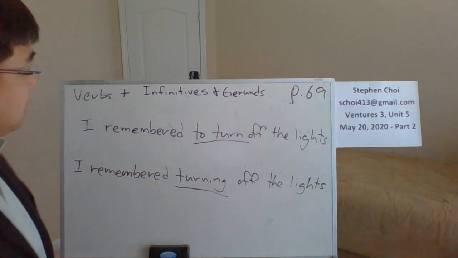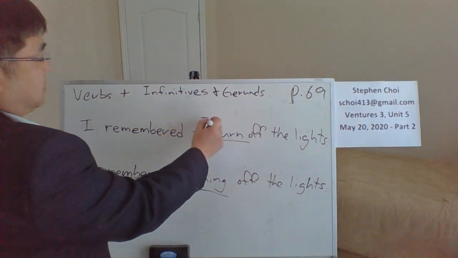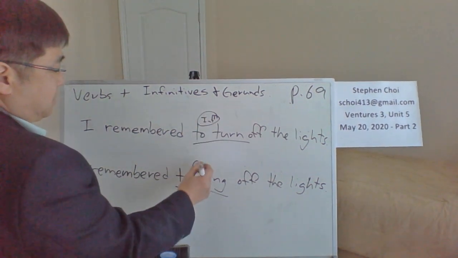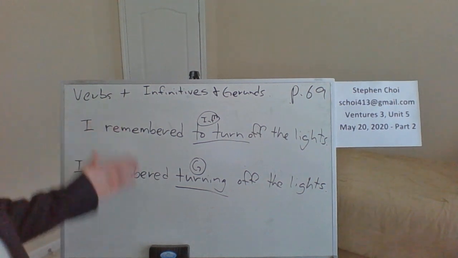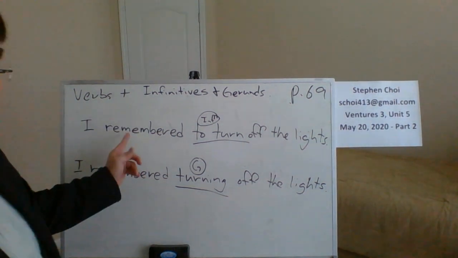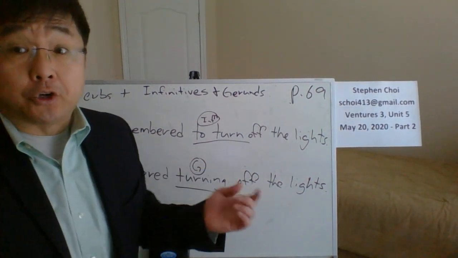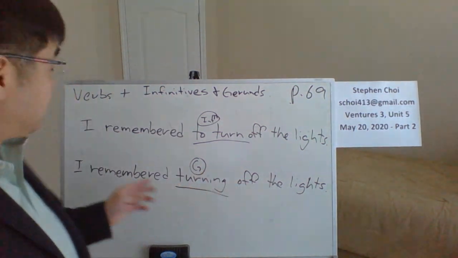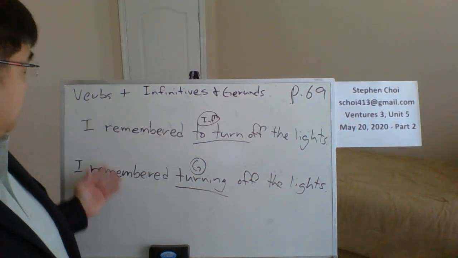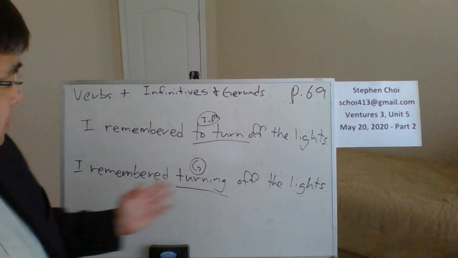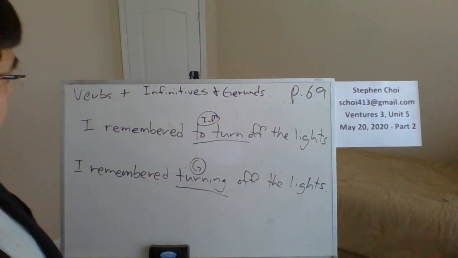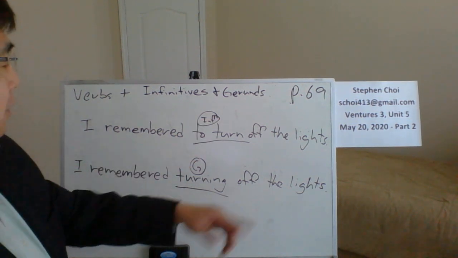So this one is the infinitive, obviously, and this is the gerund. The verb remember is special, just like the verb stop. So remember is special. Read the sentences. I remember to turn off the lights. I remember turning off the lights.